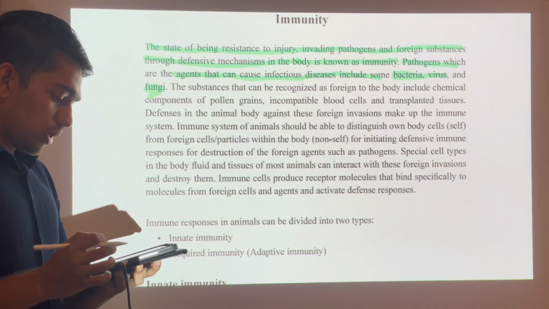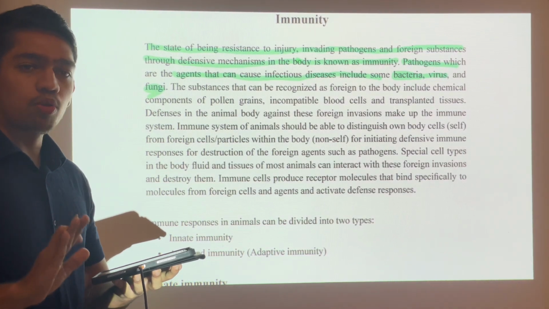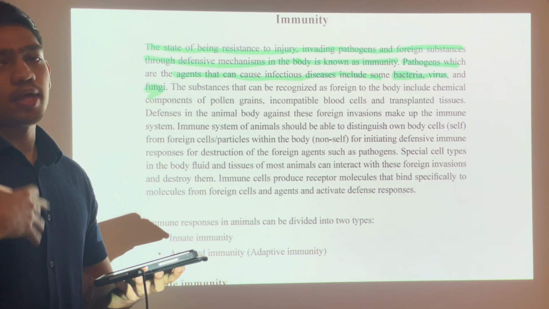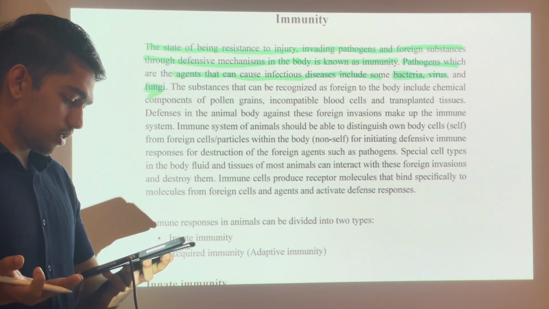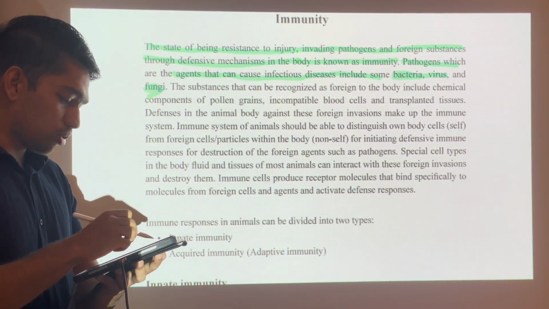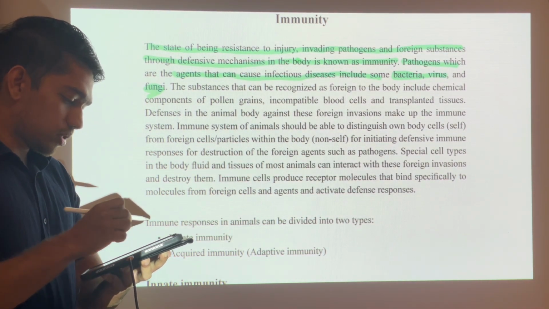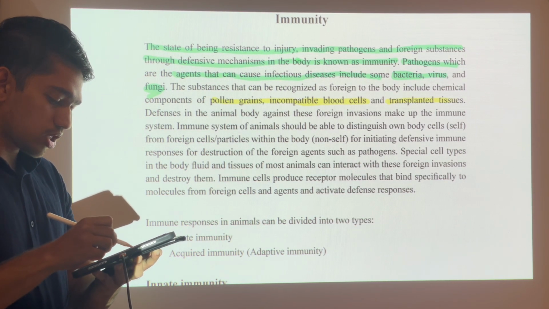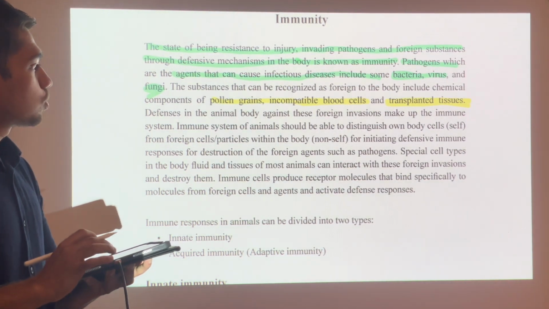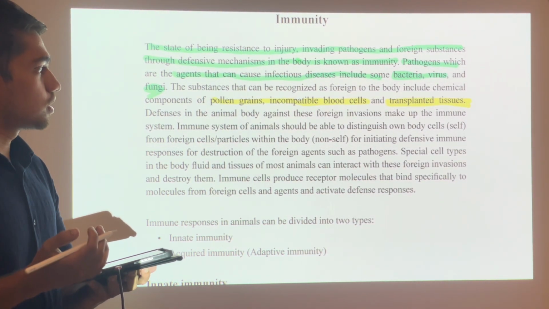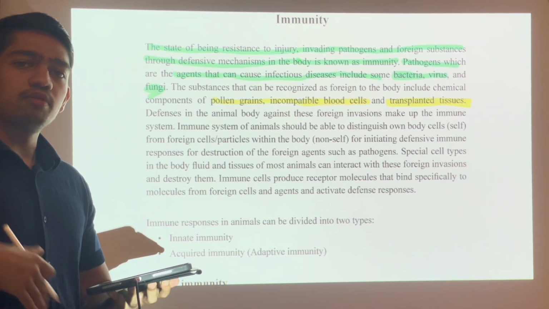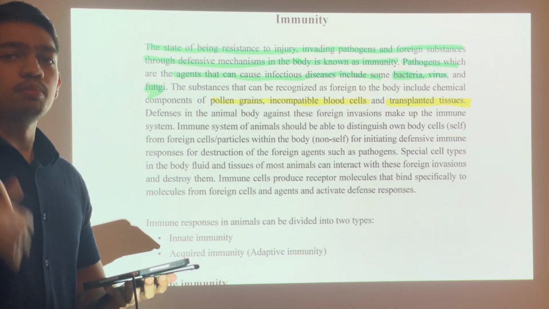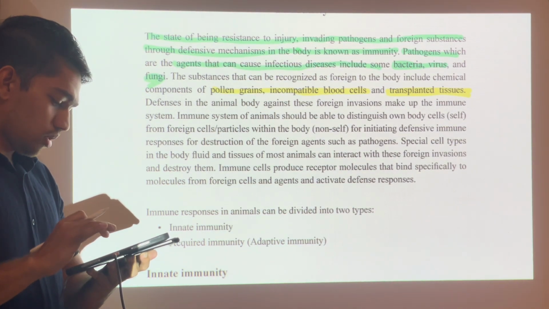Then, anything that is recognized by the body cells as non-self, that does not belong to your body, can be called a foreign substance, right? So other than your pathogens, some substances such as pollen grains, incompatible blood cells, and transplanted tissues can also be recognized as foreign substances, and therefore they will also induce a defensive mechanism in the body, right? An immune response in the body, right?